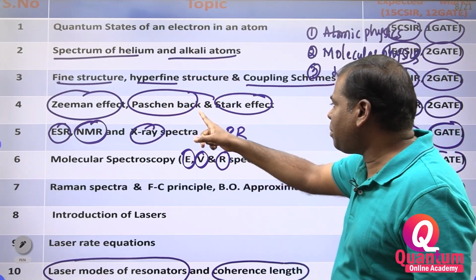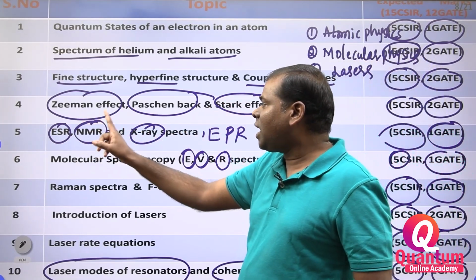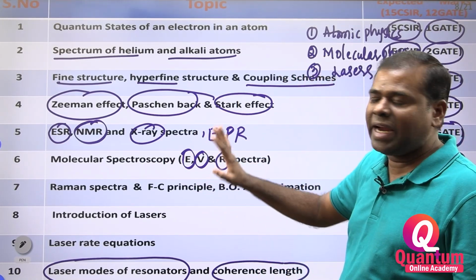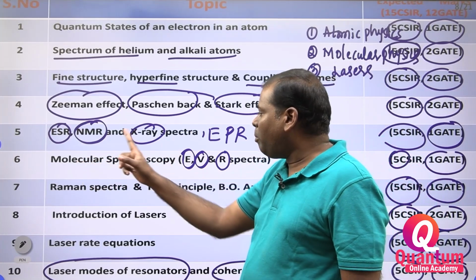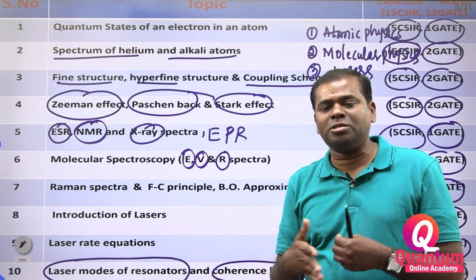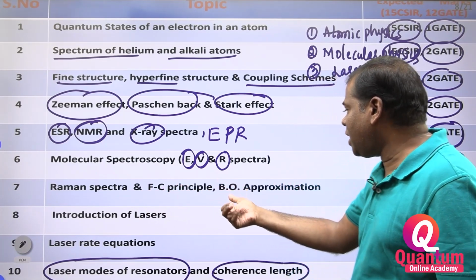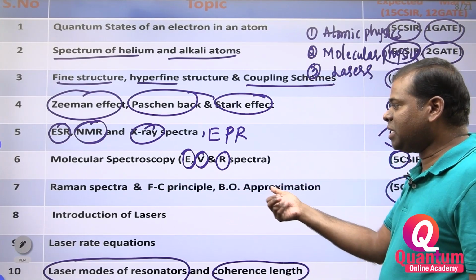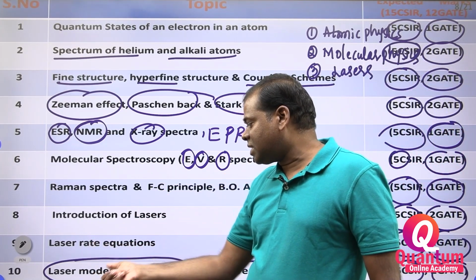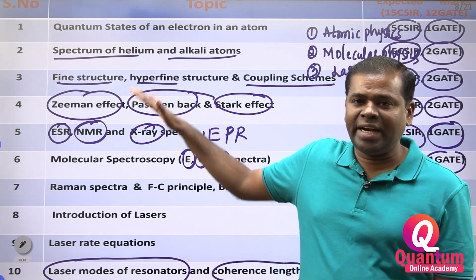Zeeman effect, Paschen-Back effect and Stark effect. In both areas, all these effects are there. ESR, NMR, X-ray spectra and EPR spectrum, these spectra you may get in both areas. Molecular spectroscopy: electronic spectra, vibrational spectra, rotational spectra, in both areas. Raman spectra, Franck-Condon principle, Born-Oppenheimer approximation, this is also there. Introduction of lasers, laser rate equations, laser modes of resonators and coherence length. These 10 parts I divided.